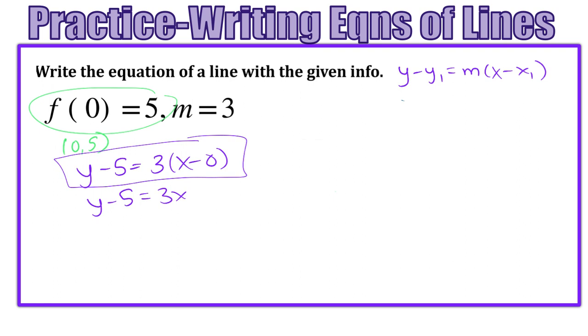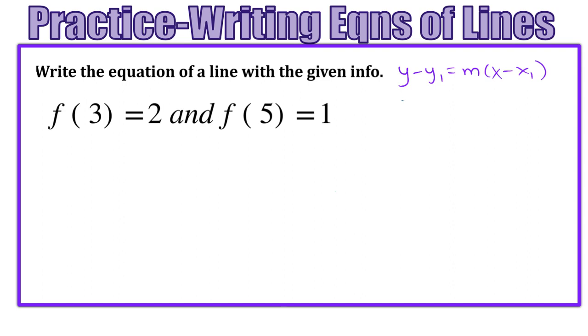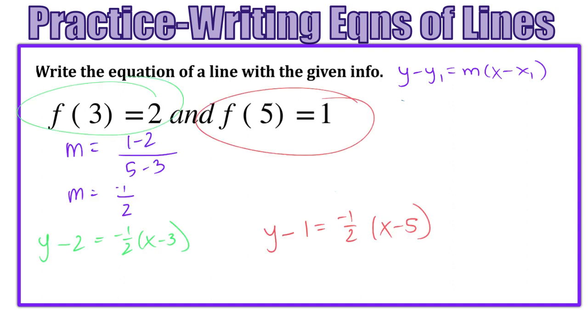Let's add one more layer of challenge before we move on. Here we go. Now don't let the notation confuse you. You're given 2 points here. So find the slope and write the equation of the line, and you can pick either point when you're writing the equation. Go ahead and pause the video, work through it on your own, and then unpause the video and see how you did. And there we have it.